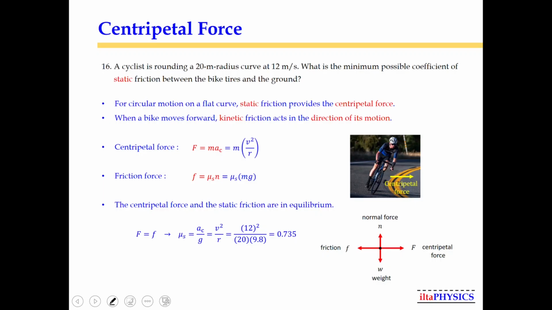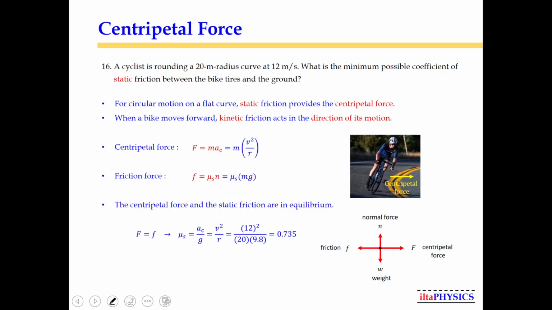First, according to Newton's second law, centripetal force can be expressed as mass times centripetal acceleration. Here, centripetal acceleration is expressed in terms of velocity and radius. Meanwhile, static friction is calculated as normal force times the coefficient of static friction. Since the normal force is equal in magnitude to the weight, it can be organized into the following equation.